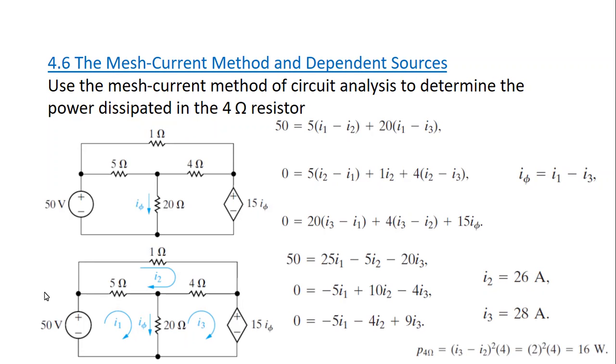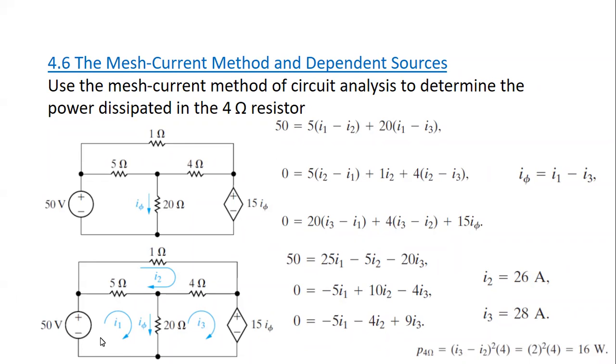Yes. Okay. So the first thing, we identified the number of meshes, and then we assigned mesh currents. As you see here, we assigned I1, we assigned I2, we assigned I3. And after we assign the mesh currents, we need to write KVL for all meshes. And we will start with this one, the left-hand side one.